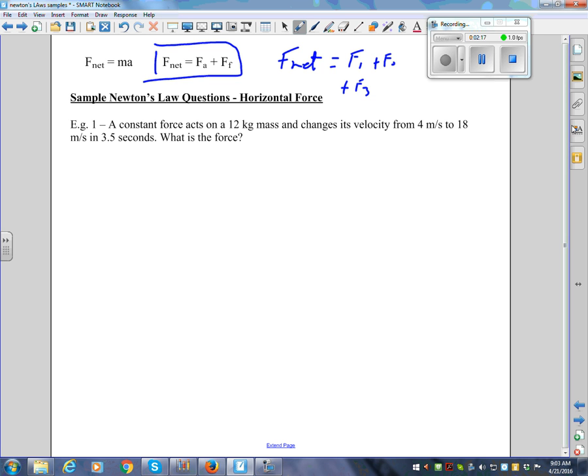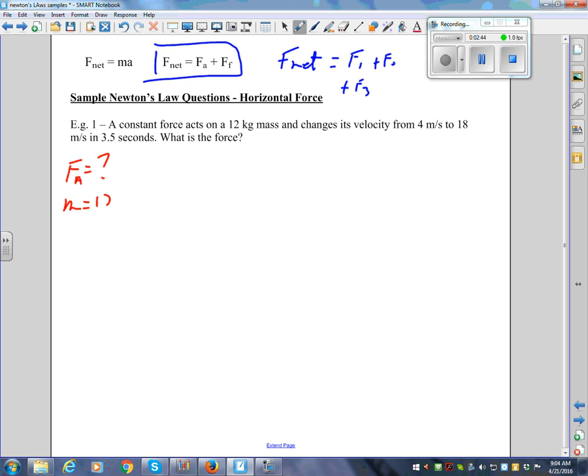Okay, so let's read the question. A constant force acts on a 12 kilogram mass, changes its velocity from 4 meters per second to 18 in 3.5 seconds. What's the force? We are solving for F. It's a constant force. What kind of force is this? It's the applied force, really, right? What other things do we know?